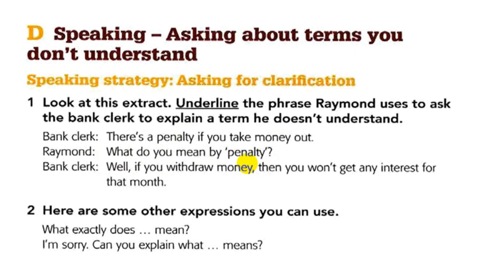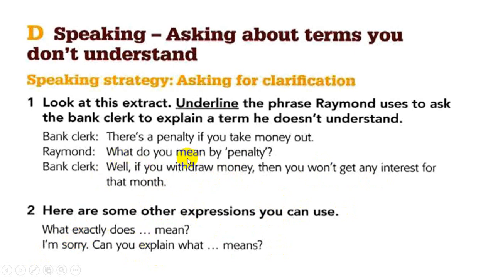The bank clerk told him that, well, if you withdraw money, then you won't get any interest for the month. So penalty means that if you get money out during a month, you won't get any interest for that month.